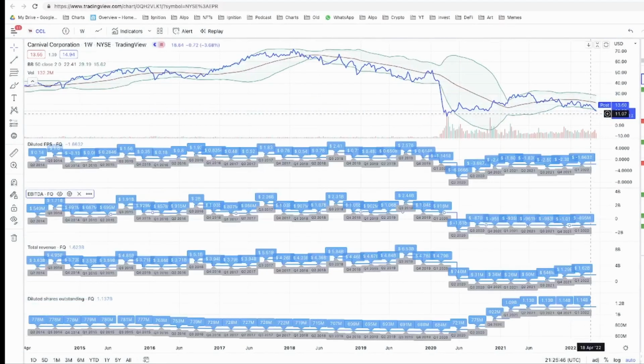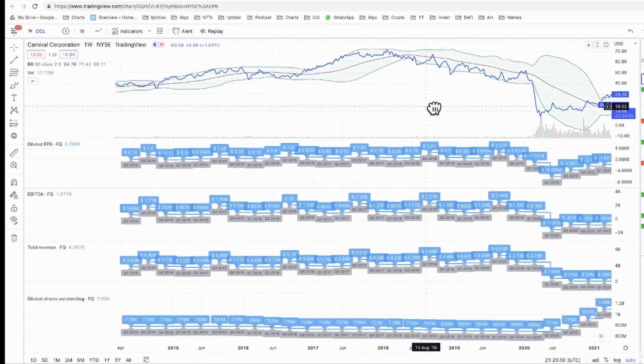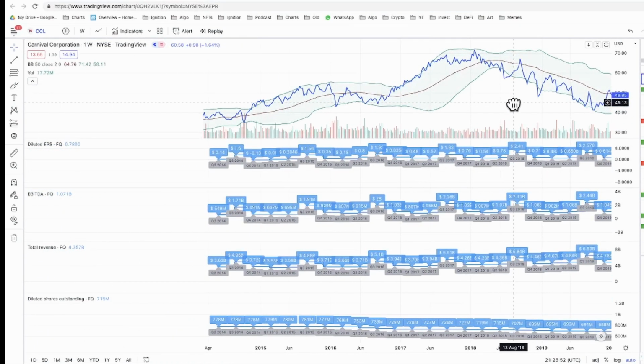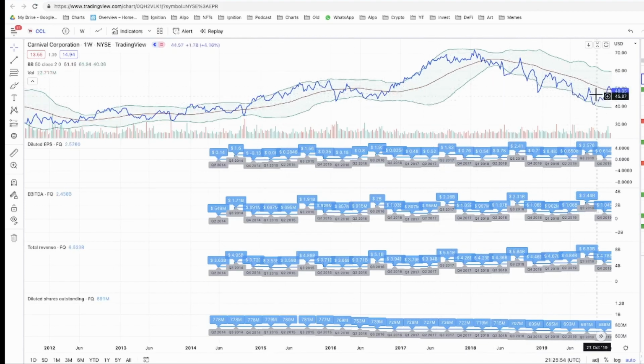Let's look at Carnival. If you had looked at this chart going into COVID, forgetting the stock price, which was all over the place, you saw a business that was relatively profitable, consistently profitable in all quarters, and seasonal, surprisingly.